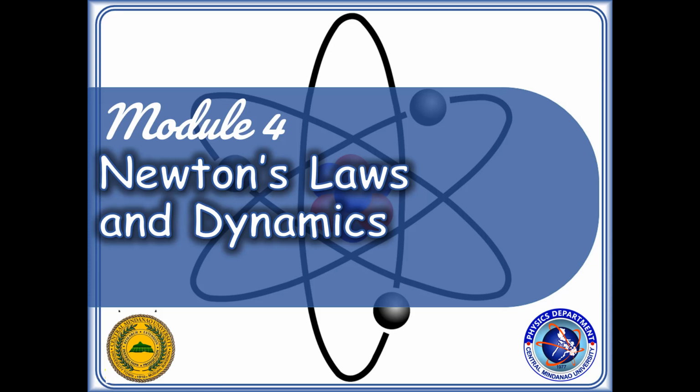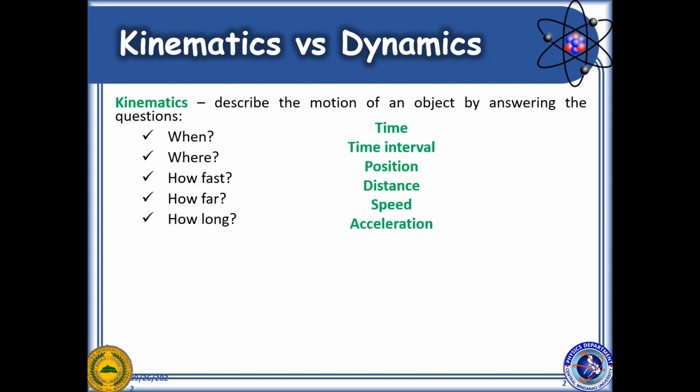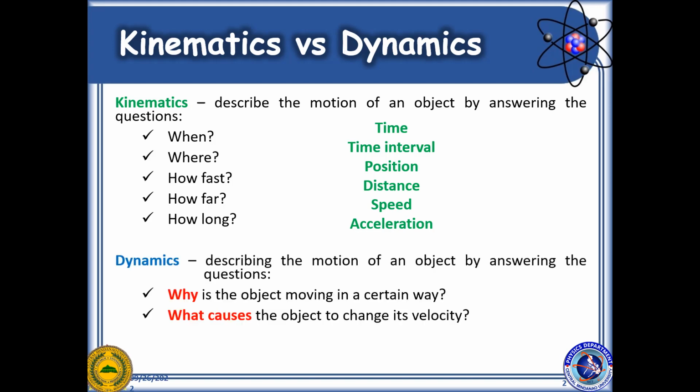Good morning. So we will continue with our discussion on Newton's laws and dynamics. Last time we differentiated kinematics and dynamics. Kinematics describes the motion of an object, while dynamics answers why the object is moving in a certain way, or what causes the object to change its velocity.